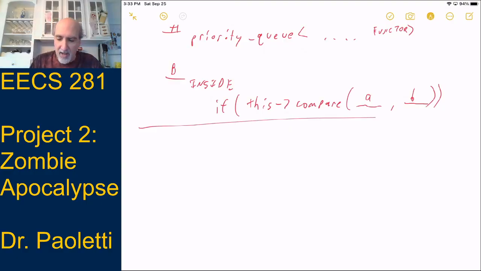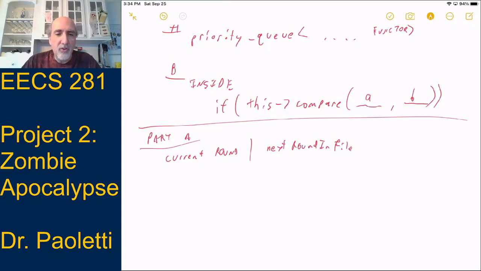So this is part A. We could think of it as the current round, and a separate variable might be the next round in the file. So what is the next round in the file? And you've got to make sure that you don't read too far ahead. Like, I don't want to read all of the stuff that's going to happen in round 5 when I'm in round 2. I just want to read enough to know what's going to happen next.